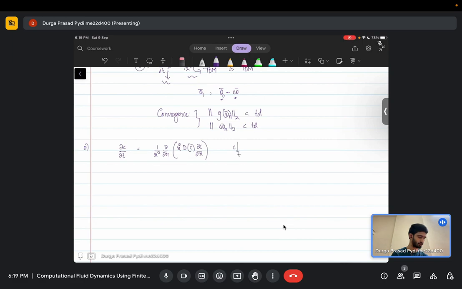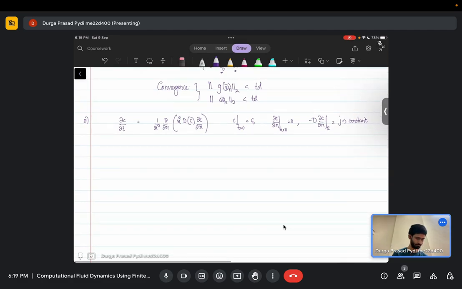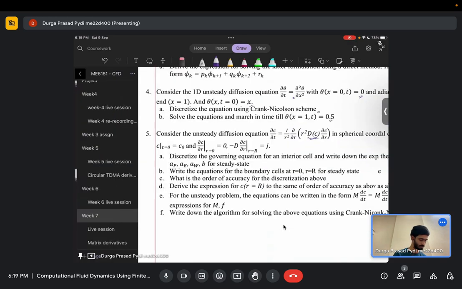Initially at t equal to 0, the concentration is C0 throughout the domain, and then at the center we have 0, and on the extreme, I'm just saying J is some constant. This is my r equal to 0. But before that, maybe we should go through the question.